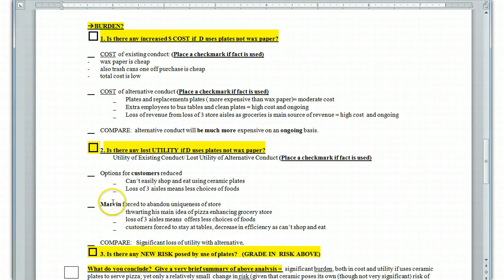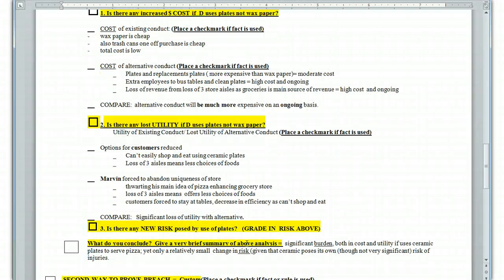Secondly, you should see a lost utility to Marvin because he's forced to abandon the uniqueness of his store. So you should use each of these facts to argue why there's a loss of utility if we conclude that Marvin had to use ceramic plates because use of wax would be negligent. And you should conclude that there's a significant loss of utility with the alternative.